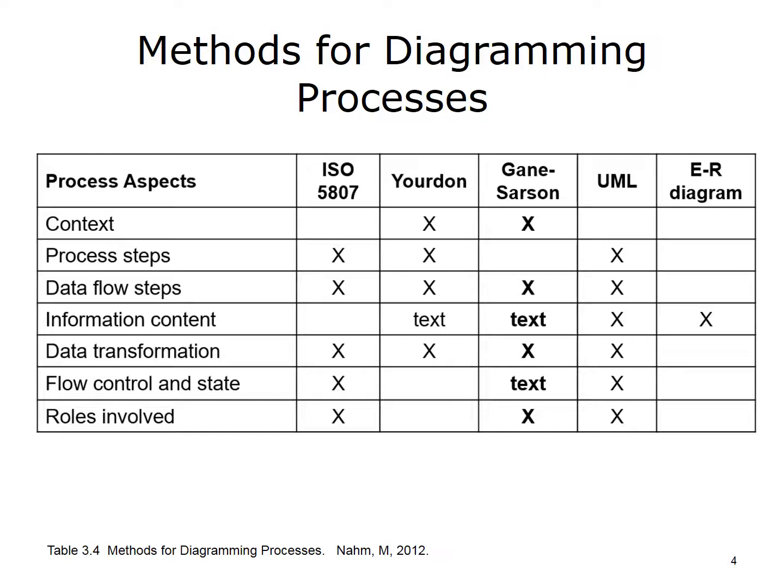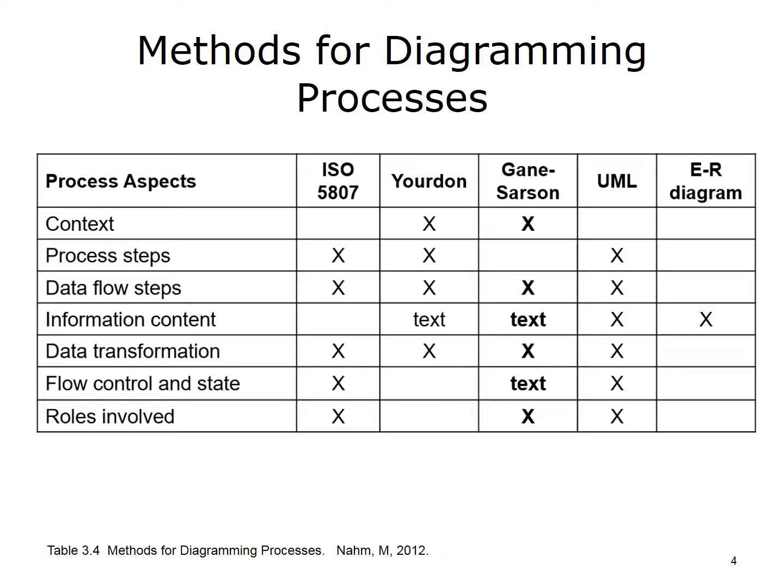While Gane and Sarson recognized the importance of representing information content and flow control, they did so through text data dictionaries, lists of the data elements, and structured if-then type statements. Since these are not graphic representations, we will not cover them here. Gane and Sarson represented context, data flow, and data transformation through one diagram type, the data flow diagram, DFD.